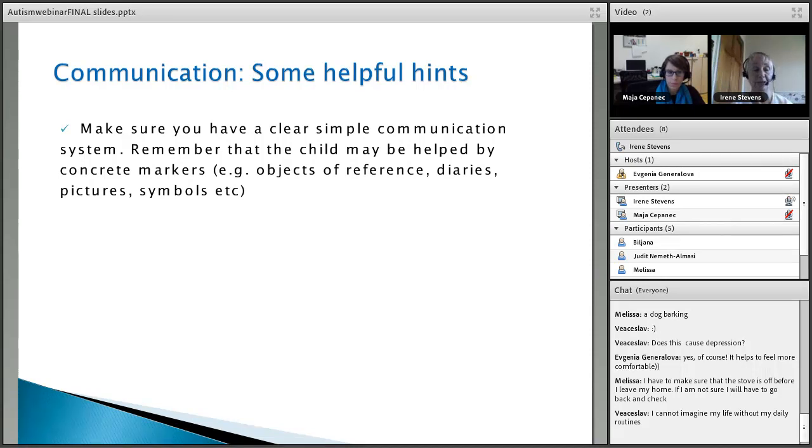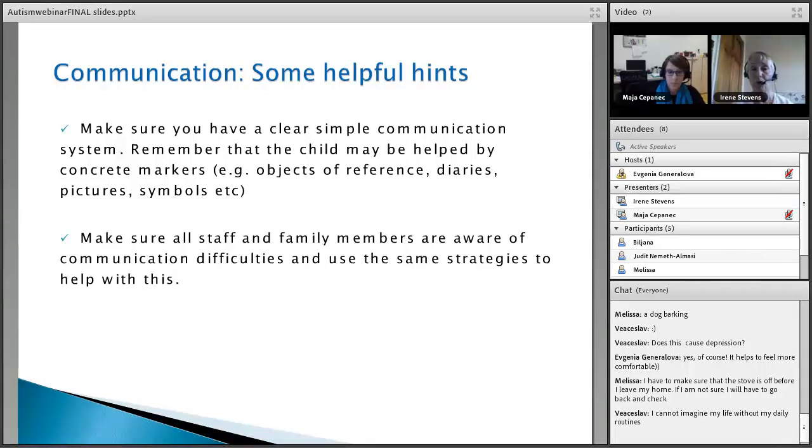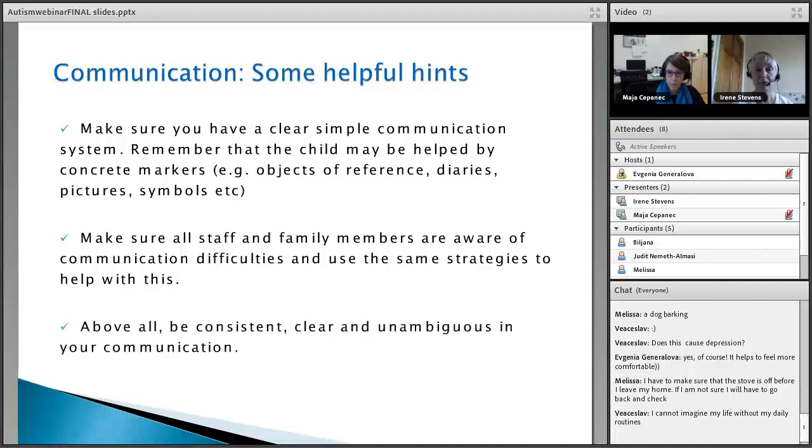Remember, the child can be helped by concrete markers like objects of reference, diaries, pictures, symbols, anything outside that you can use to help the child to understand what's happening. Make sure all staff and family members are aware of communication difficulties and use the same strategies to help with this. So, for example, if you're using a visual timetable at school, use a visual timetable at home as well. You can do exactly the same strategy at home. And again, above all, be consistent, clear and unambiguous in your communication.